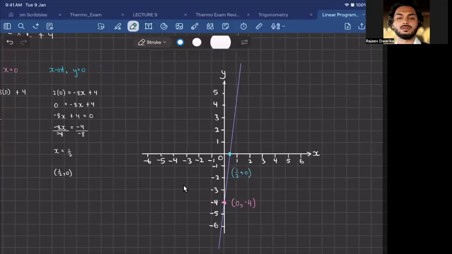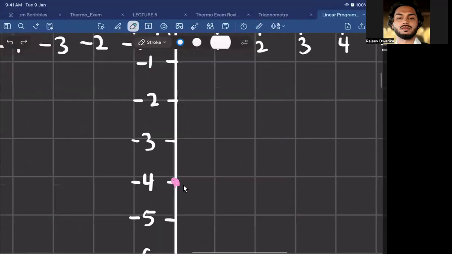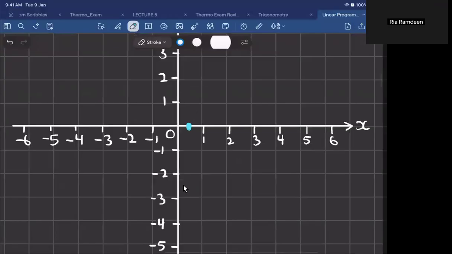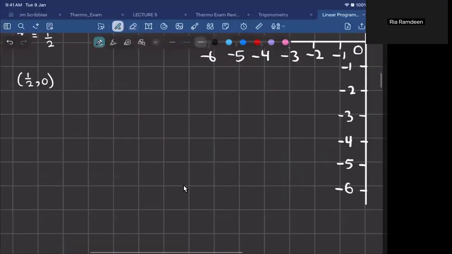Miss Ria Ramdeen. Remember? All right, after today, will you be messing up the gradient formula? Wait a minute, let's see if I can tell it without a mistake. M equals y2 minus y1 over x2 minus x1.